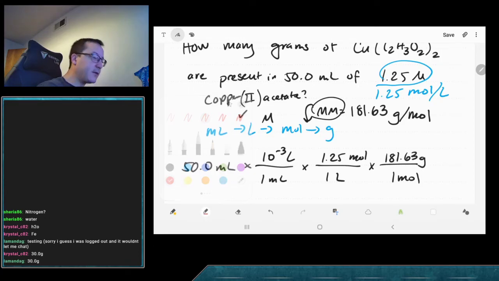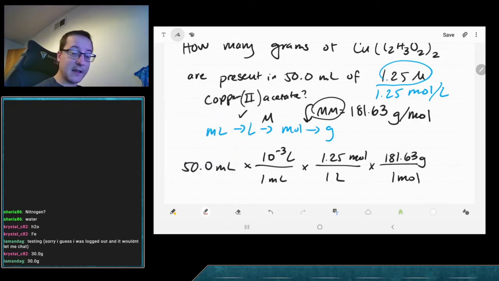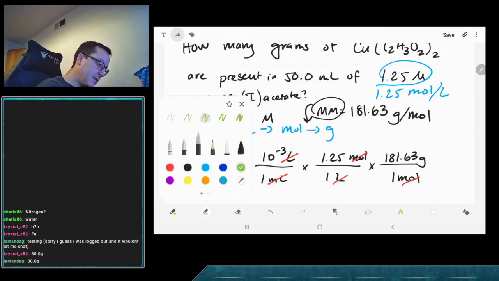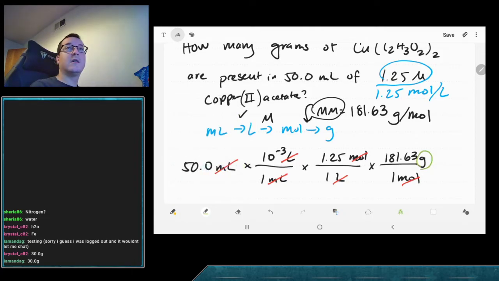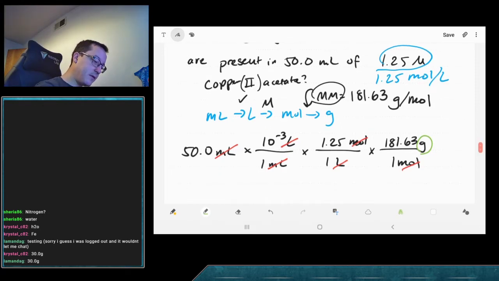And as always, for good practice, we should make sure that our units are canceling out. That's how we know we are doing this correctly. Liters cancel, moles cancel, we're left with grams. That is indeed what we want. So let's go ahead and see. So 50 divided by 1,000 times 1.25 times 181.63. Doing all this stuff, we get 11.4 grams of copper 2 acetate.